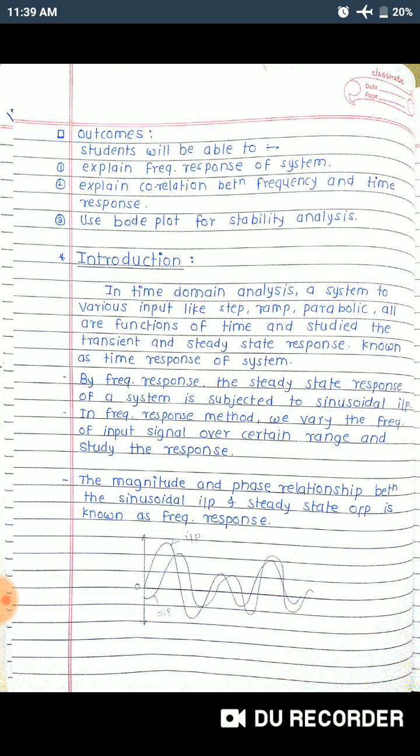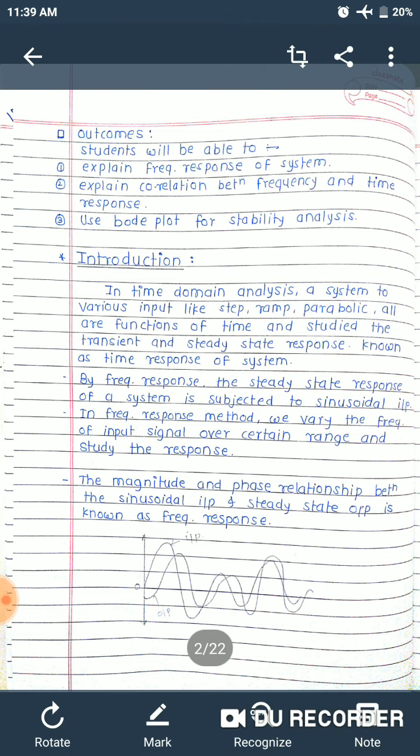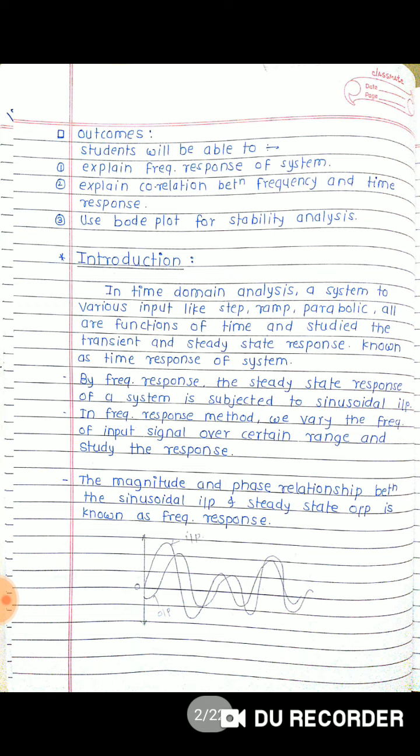By frequency response, we mean the steady state response of a system subject to sinusoidal input. In the frequency response method, we vary the frequency of the input signal over a certain range and study the response. The magnitude and phase relationship between the sinusoidal input and the steady state output is known as the frequency response. Here we have shown one diagram, with the sine as an input and the output we are getting.